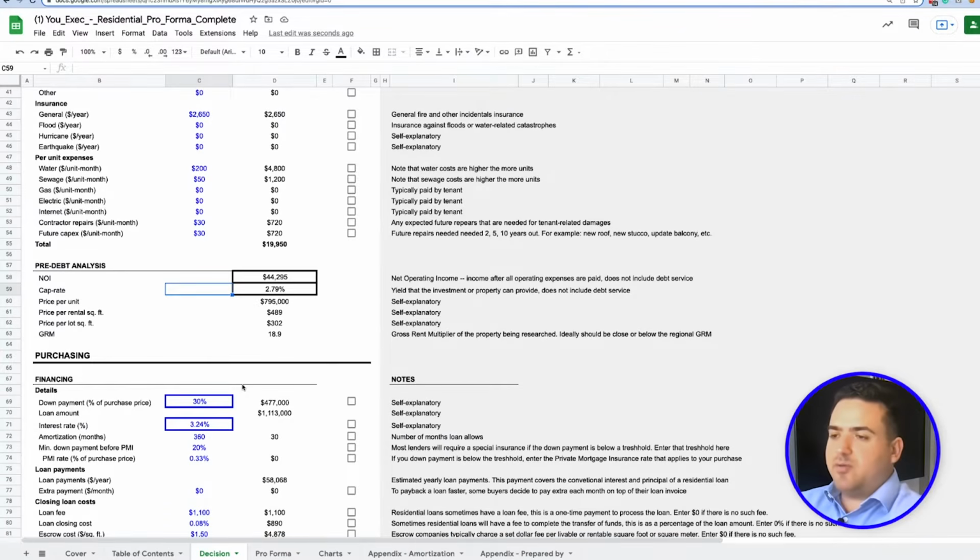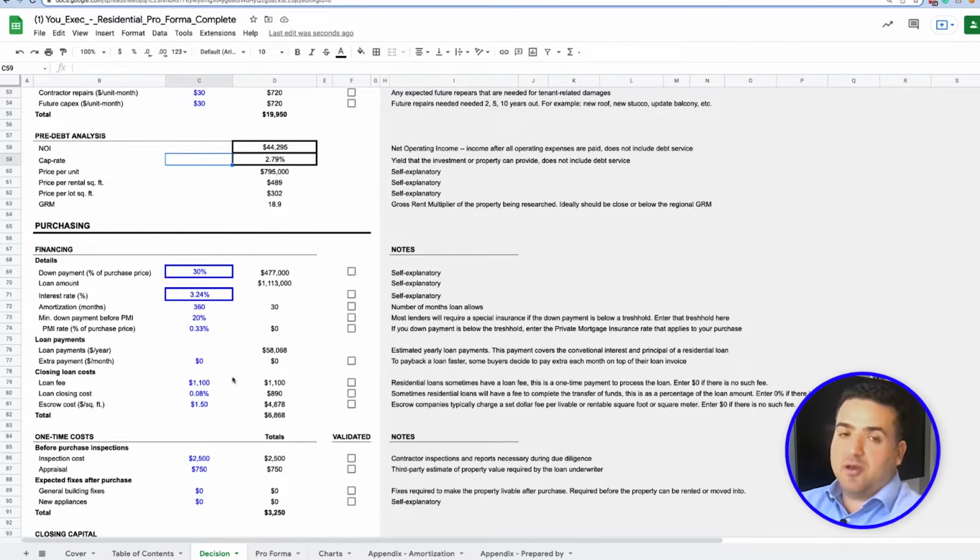Most residential properties are purchased with a loan, so there is a financing section. Here you want to enter the percent down payment that you want to put in and the interest rate that you're going to expect to receive. Interest rates recently went up, so we're going to actually write 4.5%. And the amortization is the number of months that you're going to have to pay back the loan. Typically it's a 30-year loan, so it's a 360-month period.